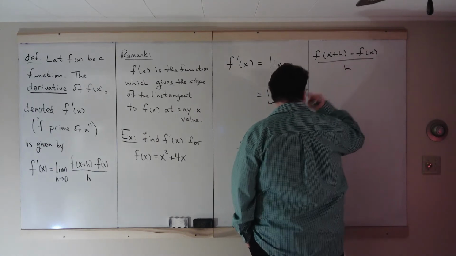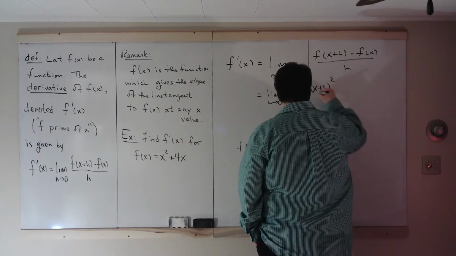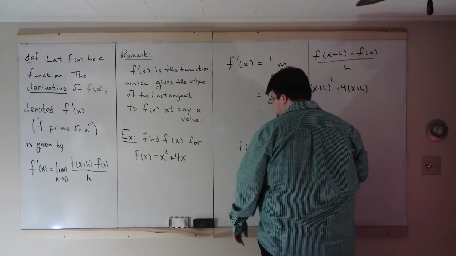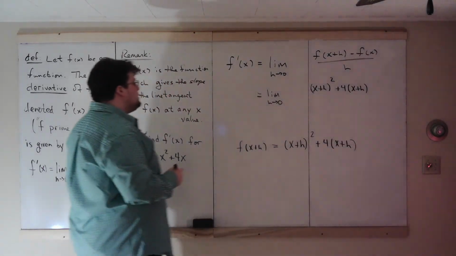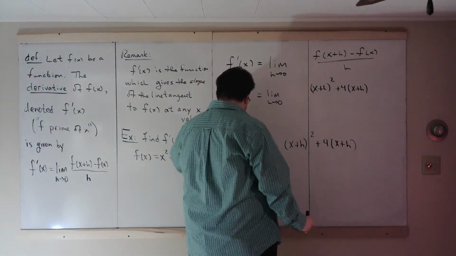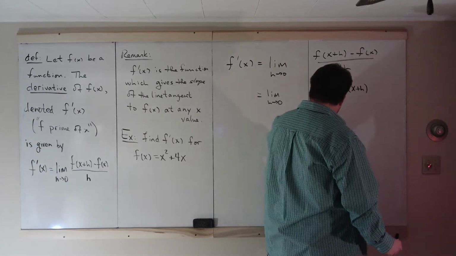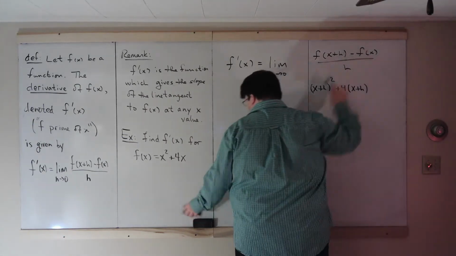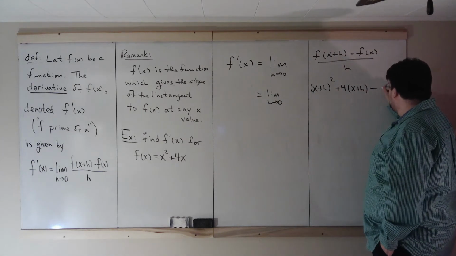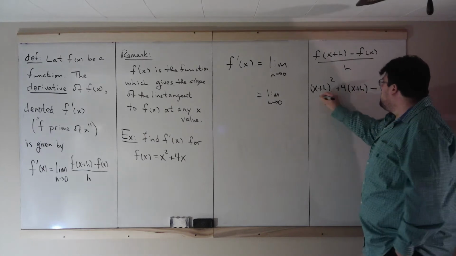I'll just write that up here. X plus h squared plus 4 times x plus h. Replace all x's with an x plus h. So there's f of x plus h. So that's part of what we need. What's next? Next, minus f of x. Here's f of x, so we just have to subtract all of f of x.